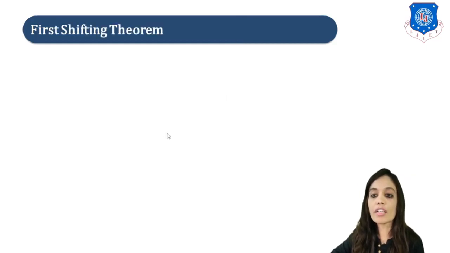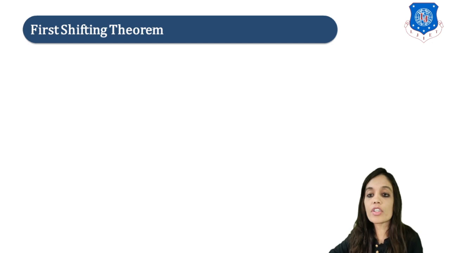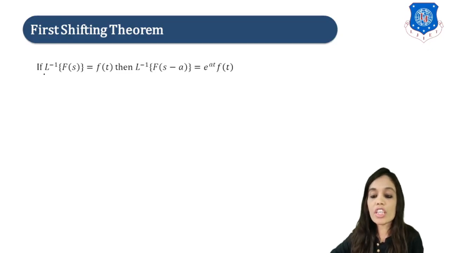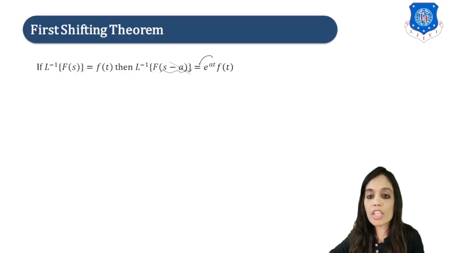Okay, so now let us go to our next topic, that is the first shifting theorem. This is similar to the theorem we have discussed before, we have just changed the notations. If Laplace inverse of F of s is equal to f of t, then Laplace inverse of F of s minus a will be e raised to at f of t. So in this, whenever you see s minus a in your question, you have to remove a and put e raised to at, and find the Laplace inverse of F of s, that will be f of t.